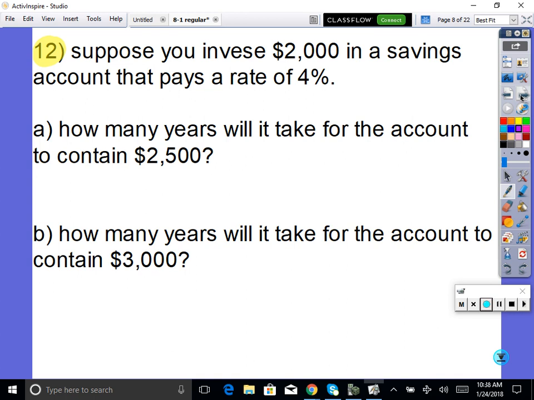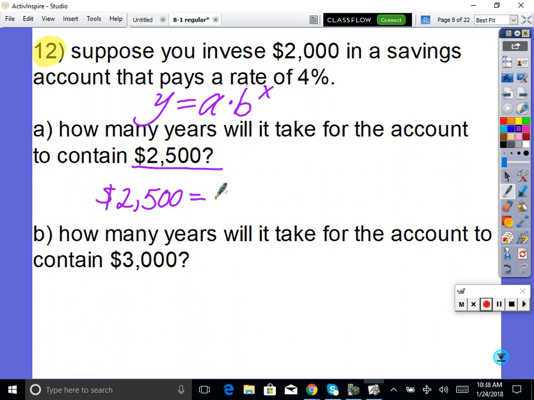Okay, everybody, here we go. Suppose you invest $2,000 in a savings account that pays a rate of 4%. Now, here's where it's different. So this one, on part A, it says, how many years is it going to take? How much time do we have to put in for the account to, in the end, contain $2,500? So this is going to be solving for a different variable. In the end, we want to know how long is it going to take to reach this amount. So this is our ending amount. Our initial amount was still 2,000, and then our growth factor is 1.04.